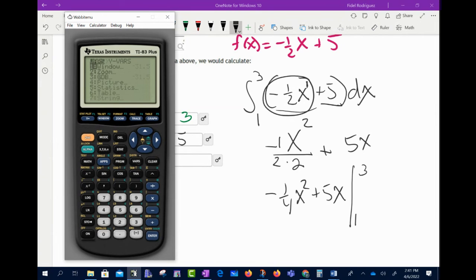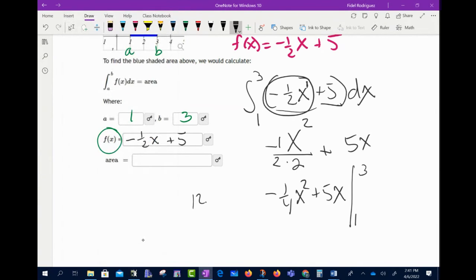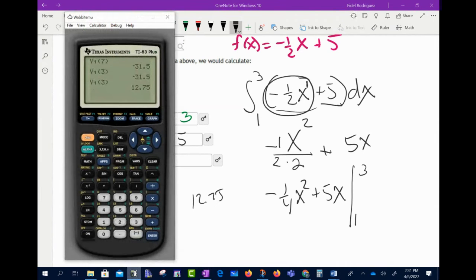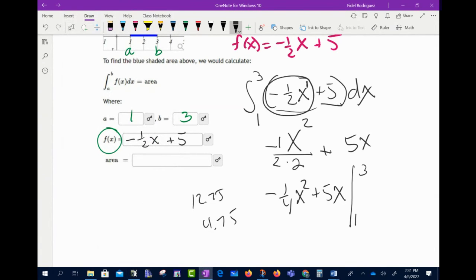And then I would quit this and I would go to my y bars and I would evaluate this first at 3, and I'm coming up with 12.75. And then I would do the same process again, but now I would evaluate it at what number? 1. At 1, and I'd come up with a 4.75. And remember what I need to do with those two numbers now? We got to subtract them, right? So 12.75 minus 4.75, wouldn't that just give me 8? And there would be my answer.